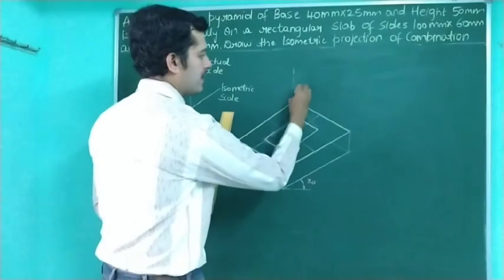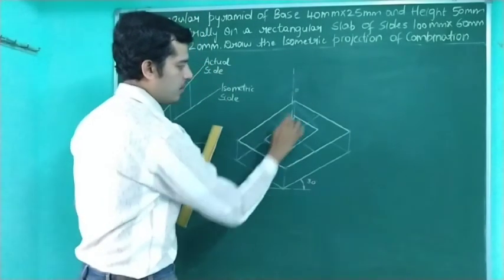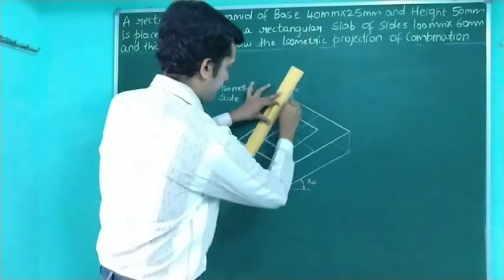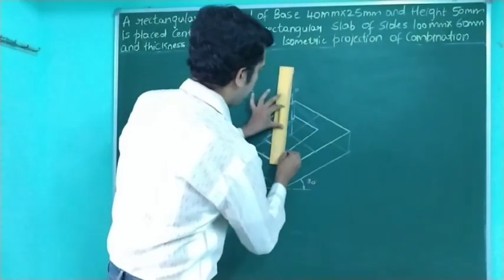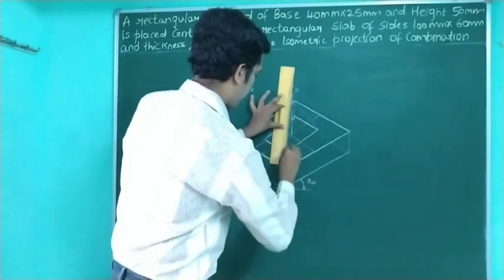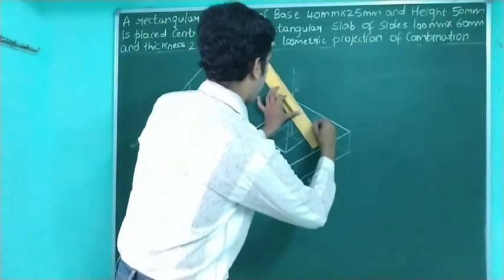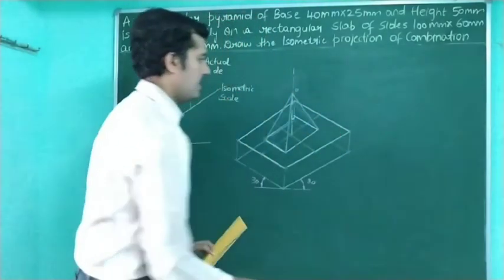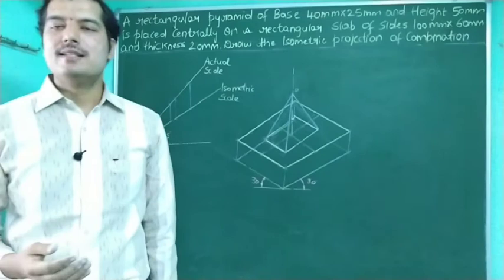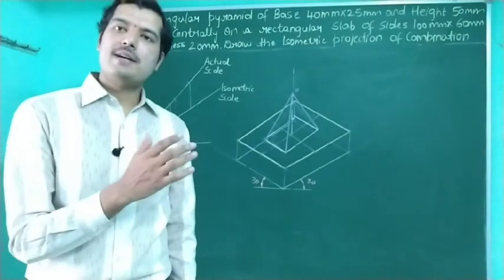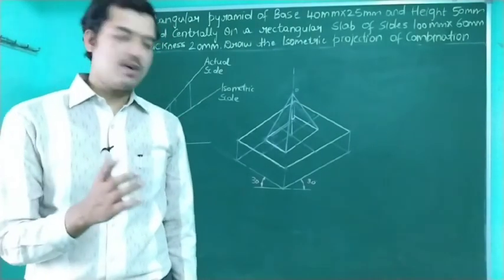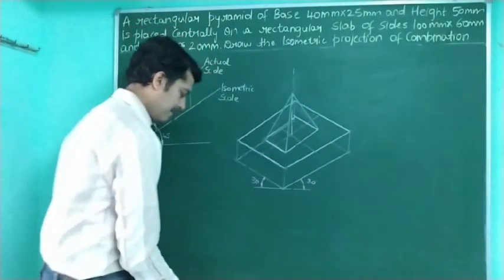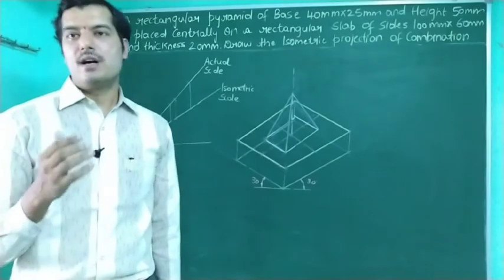Let me call this point O. O to A, O to B, O to C and O to D. Let me join it. So this will be O to A, O to B, O to C. Of course, O to D I am not drawing, because it forms the backside portion of the rectangular pyramid and it is not visible. And very important, we are not supposed to name any corners in the isometric projection.